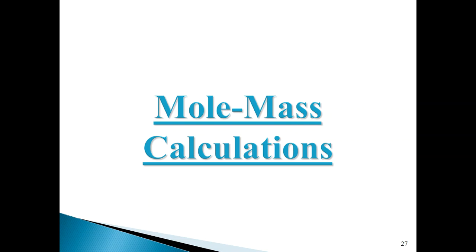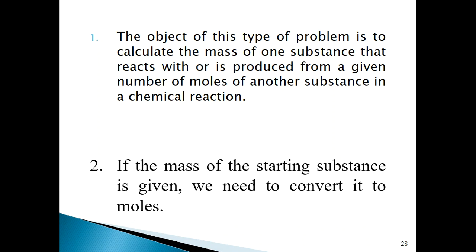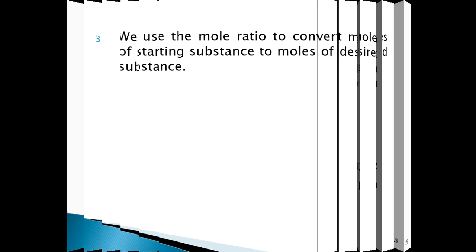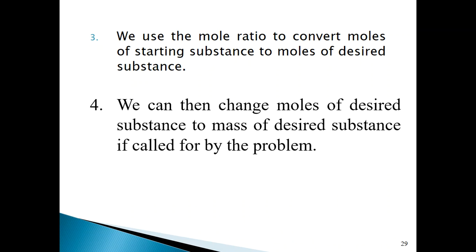All right, so the first type of problem we're going to look at are problems where you're going from the moles of one substance to the mass of another substance. The object of this type of problem is to calculate the mass of one substance that reacts with or is produced from a given number of moles of another substance in a chemical reaction. If the mass of the starting substance is given, then the first thing we need to do is to convert it to moles. And then we use the mole ratio to convert the moles of the starting substance to the moles of the desired substance. And then we can change the moles of the desired substance to the mass of the desired substance if it is called for by the problem.